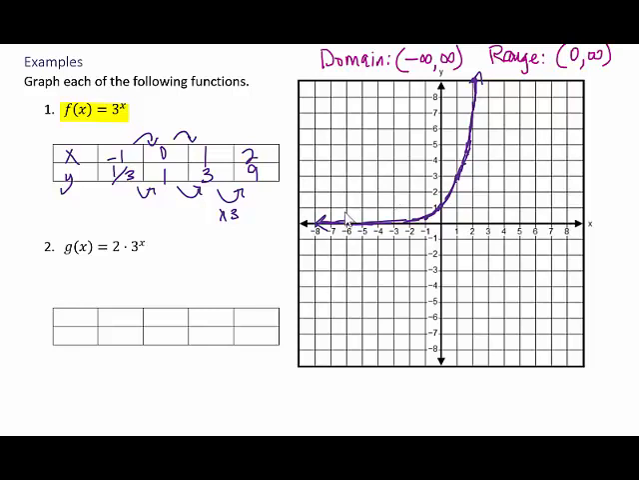One other important part of the graph is this imaginary line that the curve approaches. It happens to lie on the x-axis in this particular problem. And so this horizontal line at y = 0 is called an asymptote. Every exponential function will have one.